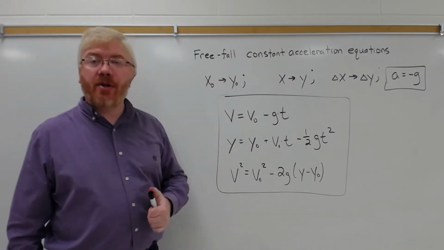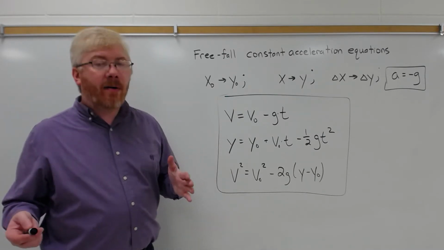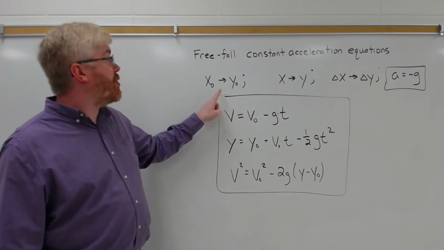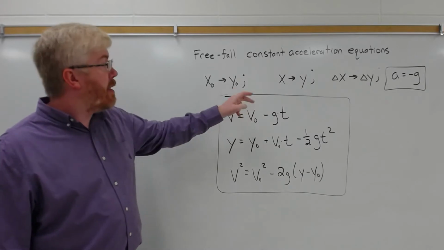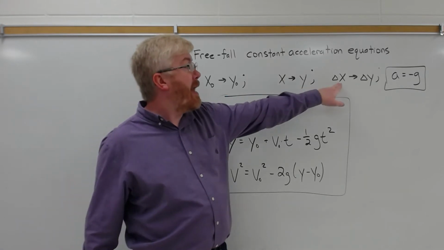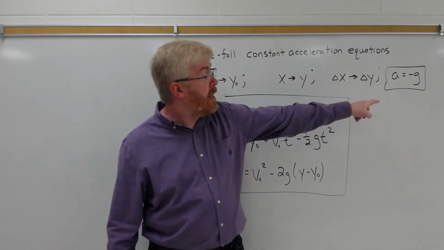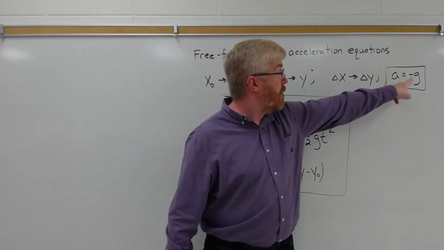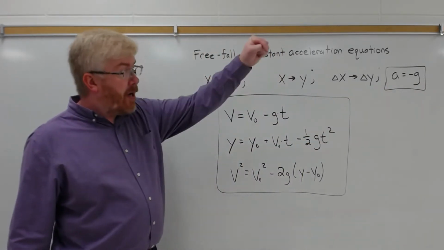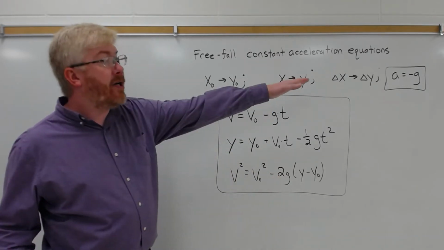The free fall constant acceleration equations are actually slightly different than the ones we had before. They're identical to the ones we had before, but we're dealing with vertical motion, so the initial x position becomes the initial y position. The final x position becomes the final y position. So any x displacement is really any y displacement. And then finally, and most importantly, the acceleration is equal to negative g. This is free fall. So the acceleration is downward with a magnitude of 9.80 meters per second squared. So acceleration is equal to negative g.